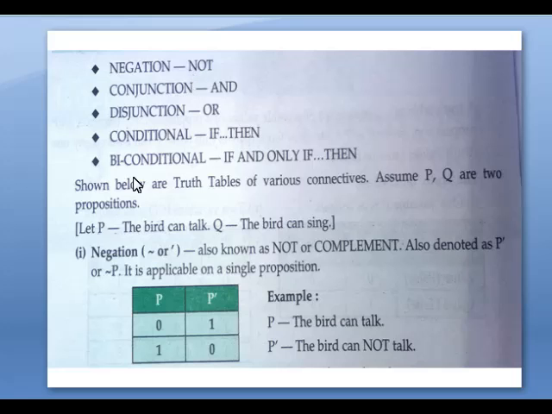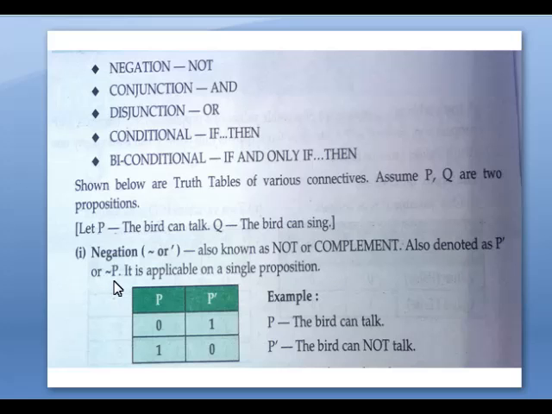So the first one, negation. For negation we are using two symbols: one is like this, and another one is this dash symbol. It is also known as not or complement. The not or negation connective is otherwise called complement. It is also denoted by P dash, or this one is called negation P.